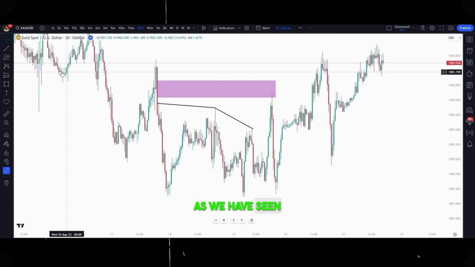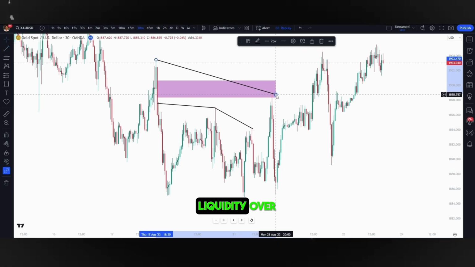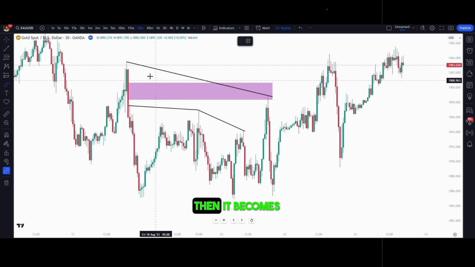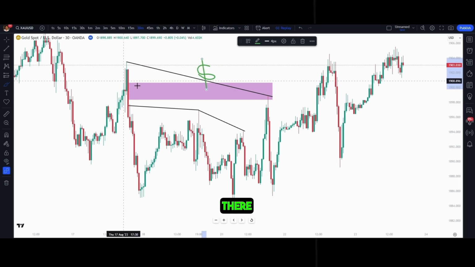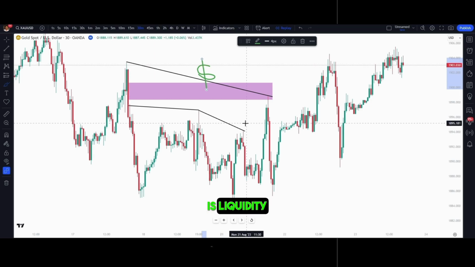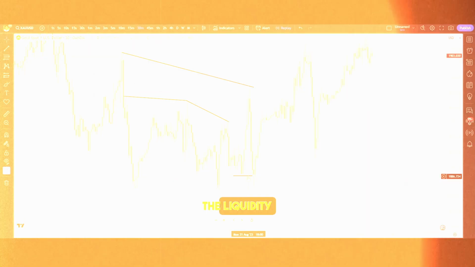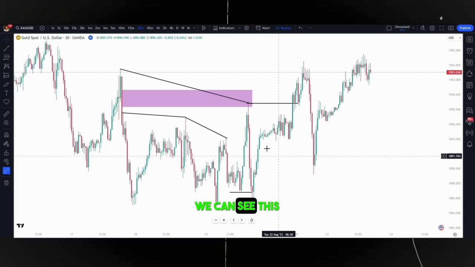Now we have seen that this whole thing is mitigated and there is liquidity over here now. As we said, when an order block is fulfilled or mitigated, it becomes liquidity. Now this whole thing is liquidity, and we know that there is liquidity above the structure, so we know that price can go up. Price swept the liquidity from here and then gave us a change of character over here. We can see this is a change of character.